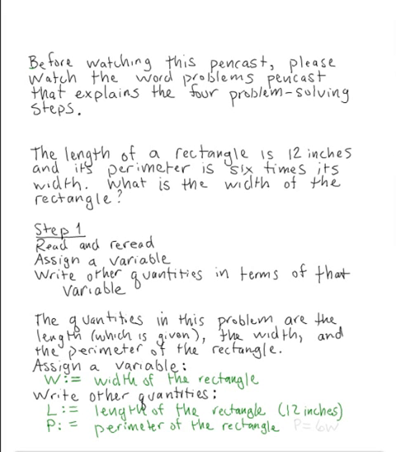So its perimeter, that's represented by P, is, that word in English is translated to the equal sign, 6 times its width. That would be the number 6 multiplied by the width. We're representing the width with w. So we have 6 times w, which is 6w. Okay, so we've completed step 1. We assigned a variable, w, the width, and we wrote the other quantities in the problem in terms of that variable. Let's move on to step 2.